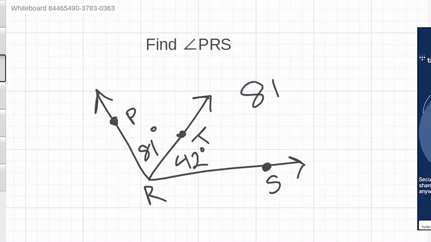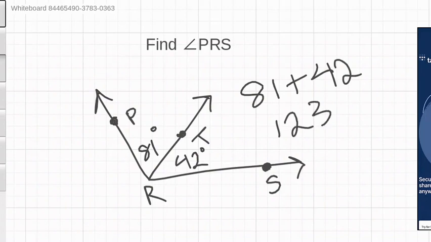So 81 plus 42 is equal to 123, which is going to be that big angle. So our angle PRS is equal to 123 degrees.